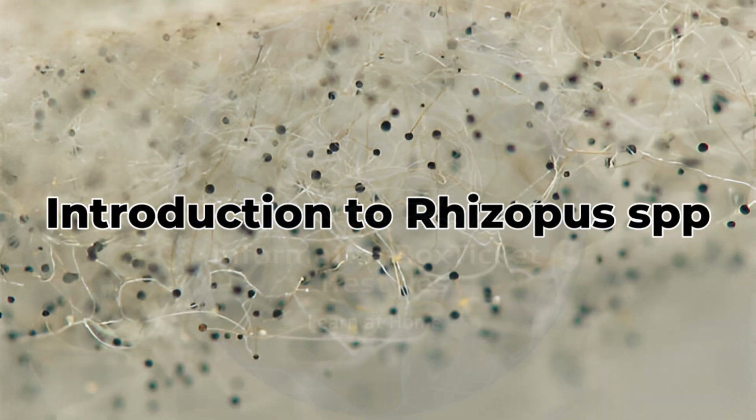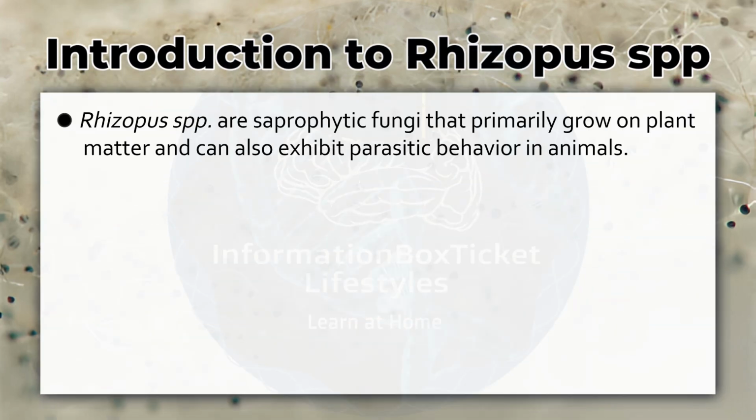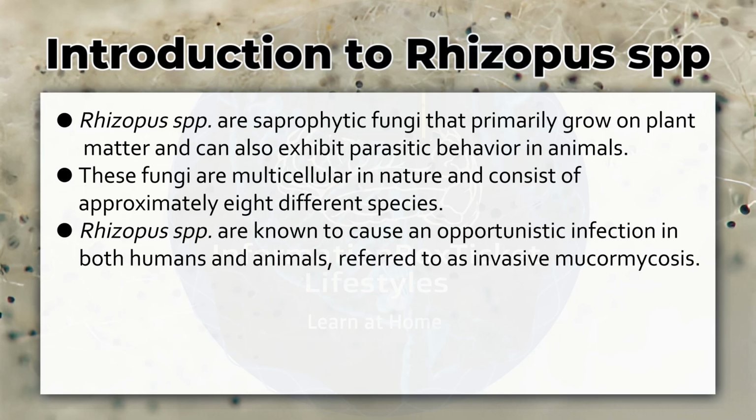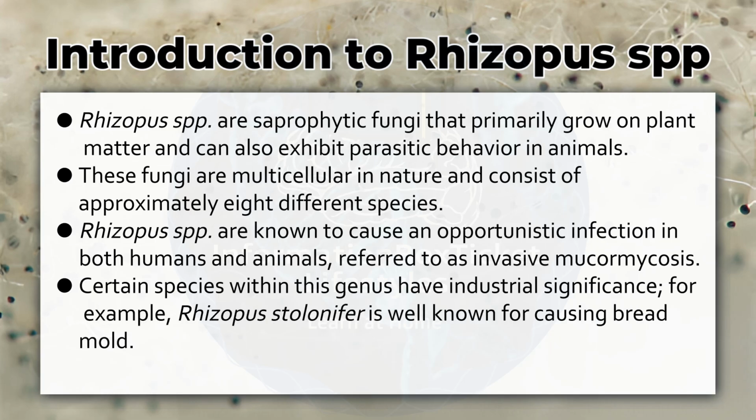Introduction to Rhizopus species. Rhizopus spp are saprophytic fungi that primarily grow on plant matter and can also exhibit parasitic behavior in animals. These fungi are multicellular in nature and consist of approximately 8 different species. Rhizopus species are known to cause an opportunistic infection in both humans and animals, referred to as invasive mucormycosis. Certain species within this genus have industrial significance. For example, Rhizopus stolonifer is well known for causing bread mold.